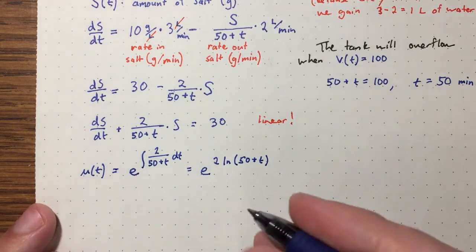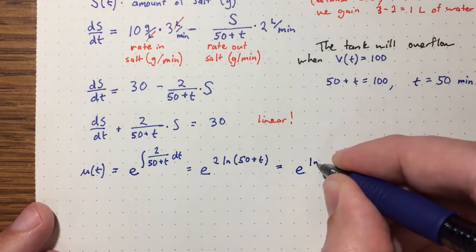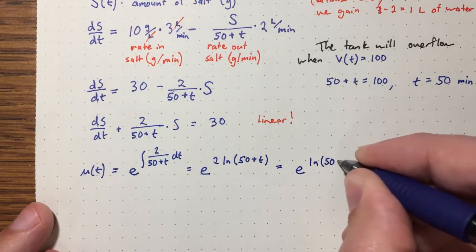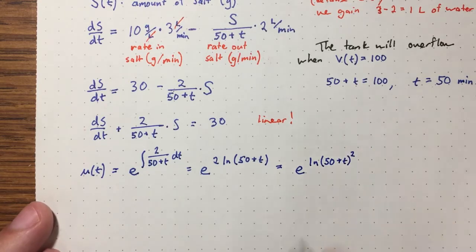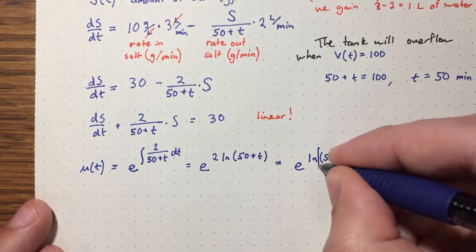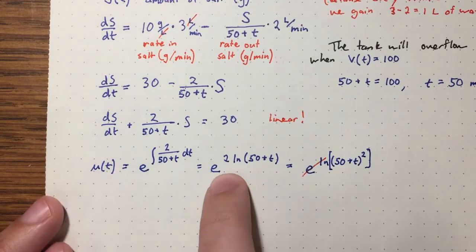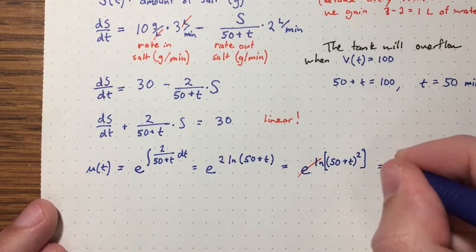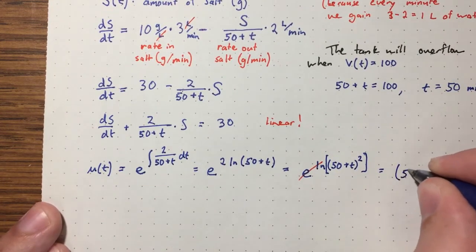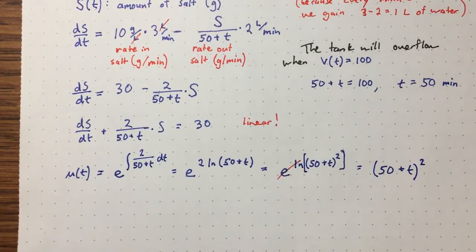Okay, so if you recall from last lecture, a trick here is you use the property of logarithms to rewrite this as 50 plus t squared inside the logarithm, right? I just want to make that clear. And now we can cancel the e and a natural log. You cannot cancel them here yet. And we get 50 plus t squared. So that's our integrating factor.